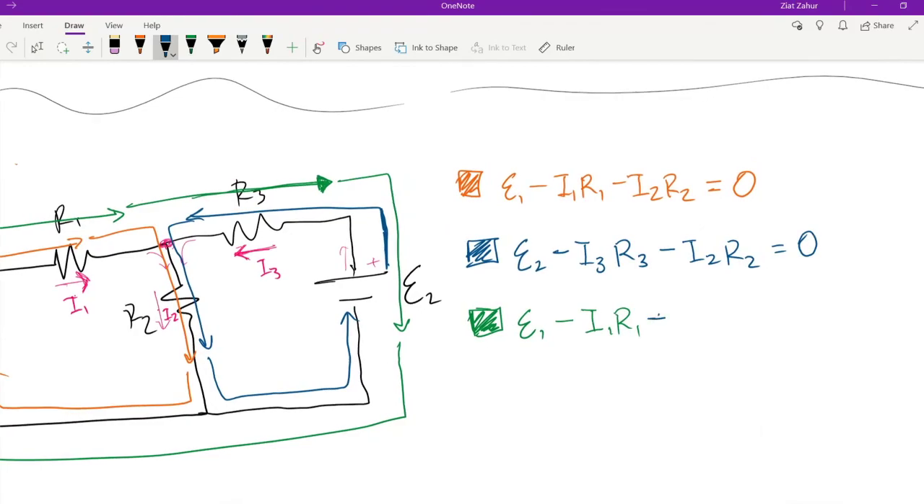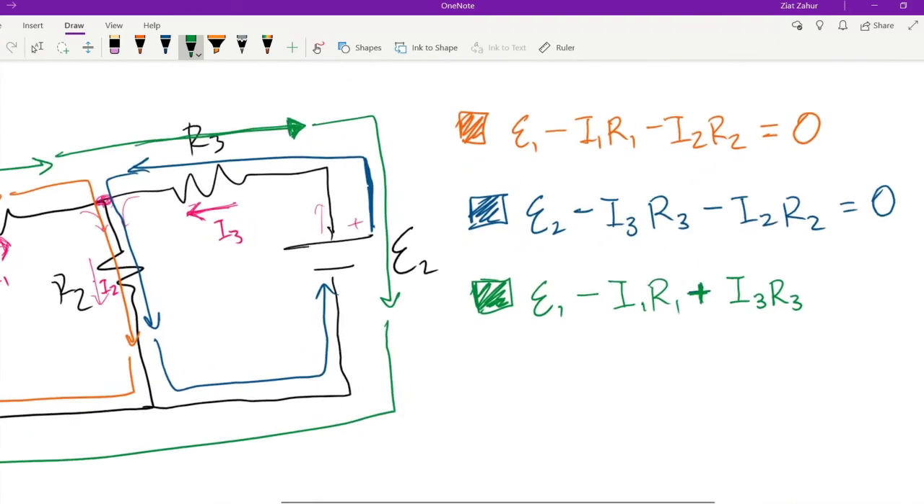So we're going to add, oops, green, there we go. We're going to add I3 R3. I3 add R3. Okay. All right, we're going to keep going.